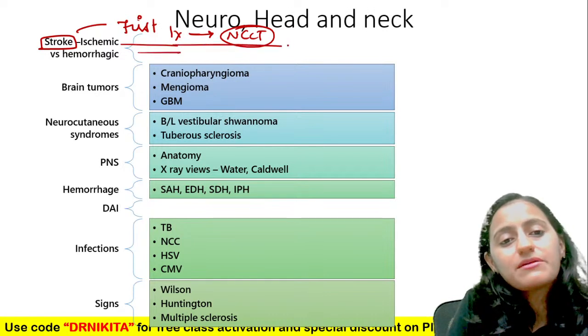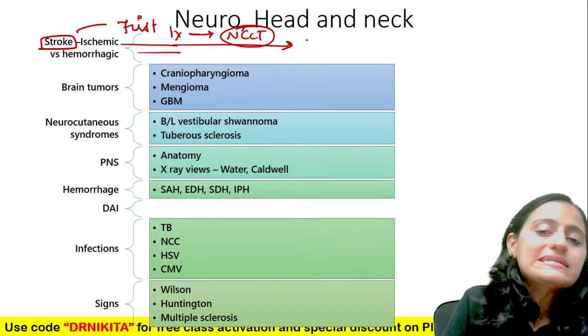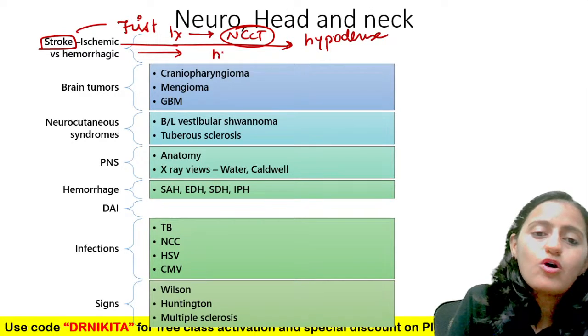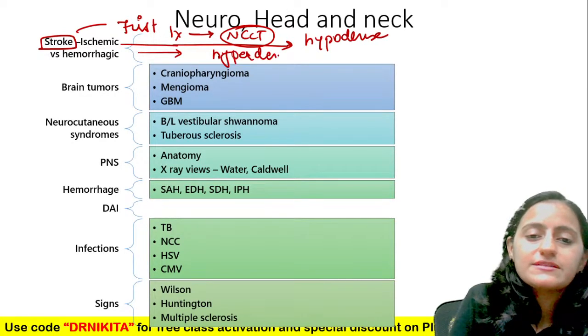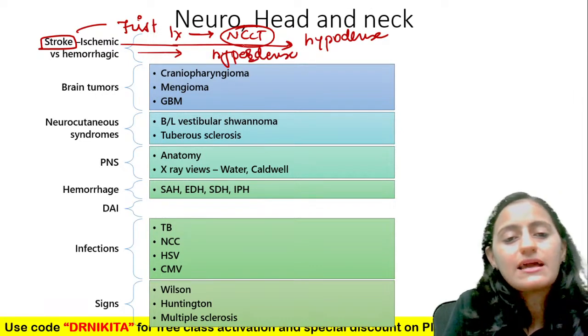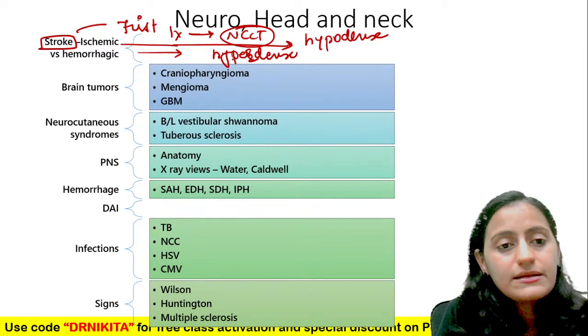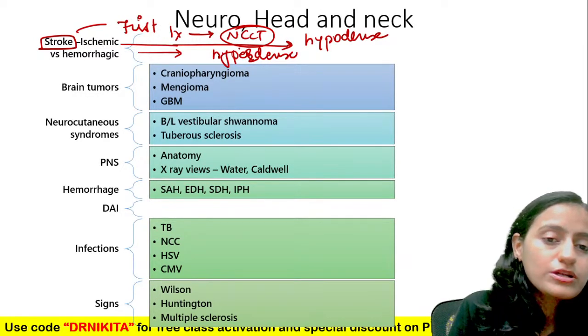Ischemic stroke versus hemorrhagic stroke, how do you differentiate? Ischemic stroke on CT is hypodense. Hemorrhagic stroke on CT is hyperdense. Okay, ischemic is hypodense, hemorrhagic is hyperdense. And this is what you should know, very, very important.